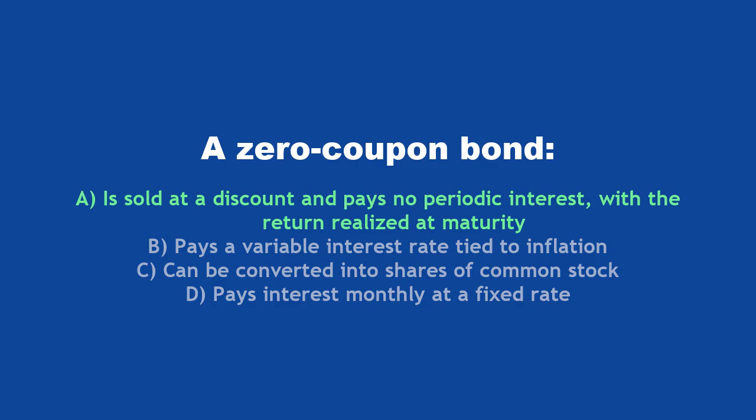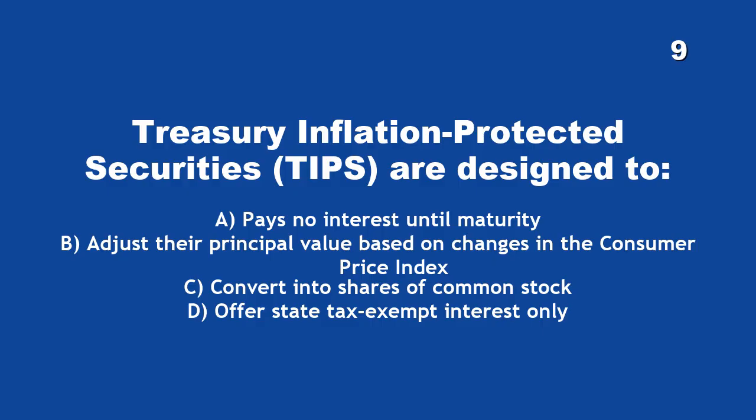Treasury inflation-protected securities, TIPS, are designed to: Option A, pay no interest until maturity. Option B, adjust their principal value based on changes in the Consumer Price Index. Option C, convert into shares of common stock. Option D, offer state tax-exempt interest only. The correct answer is B, adjust their principal value based on changes in the Consumer Price Index.